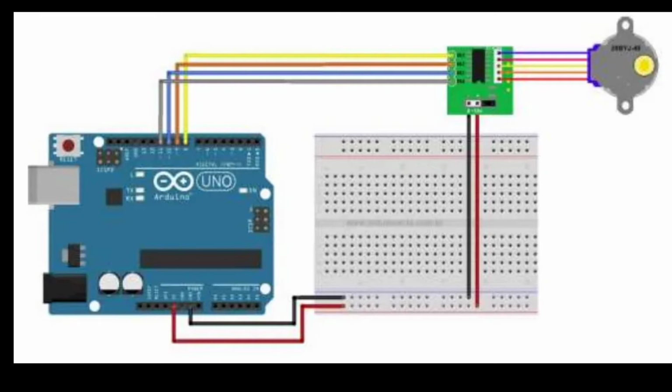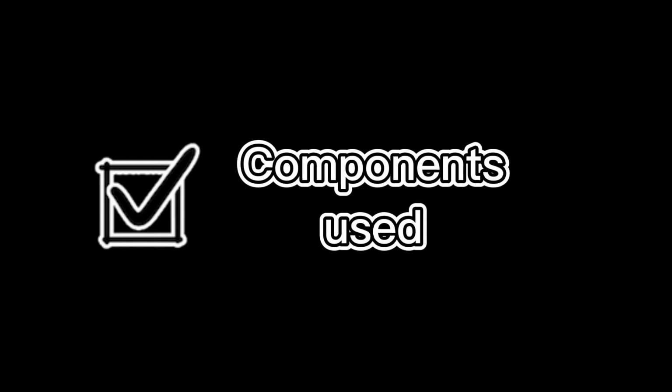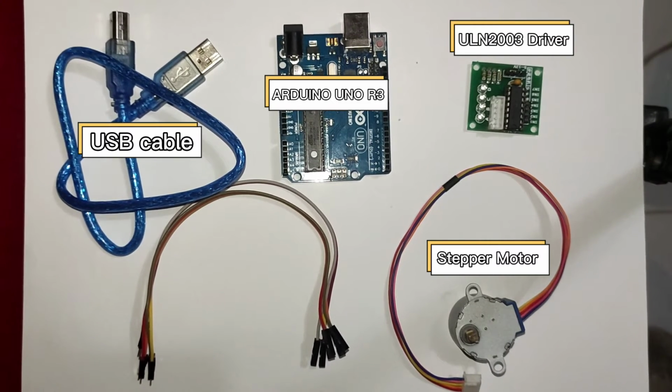So this is the schematic diagram for my exercise number 3. As you can see, the stepper motor was already connected to our ULN2003 driver, and also the input 1 to 4 of my driver is connected to pin 8 to 11 of my Arduino board. Now, these are the components used in this activity.